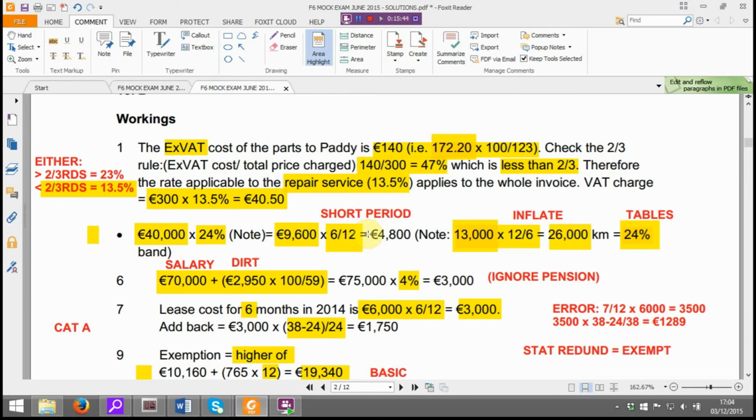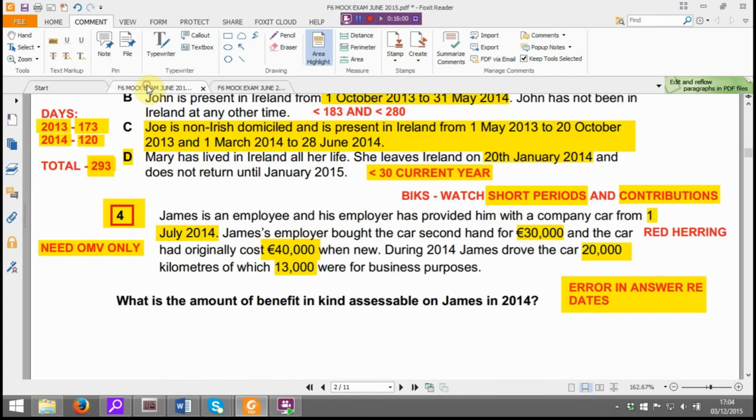We need to watch for business mileage, look to our tables and inflate if necessary, as we had to do here, and then just be careful to reduce the benefit down again if the car is only provided for part of the year, as in this case, 6/12 of the year. Okay, so that's number 4. Let's move on to number 5.